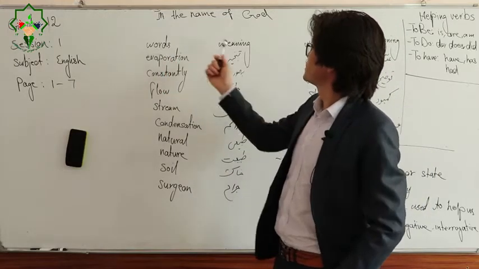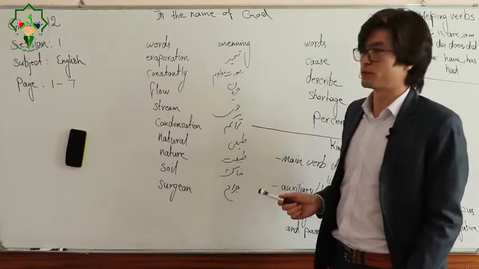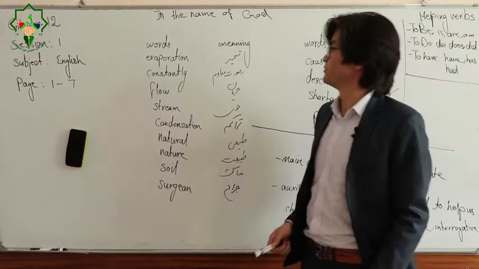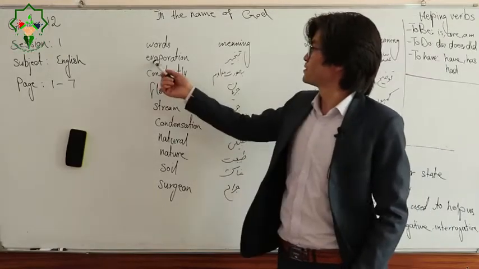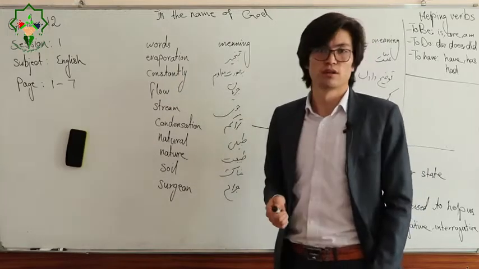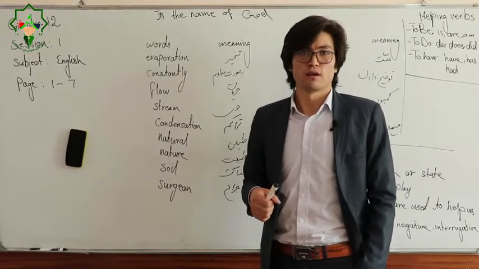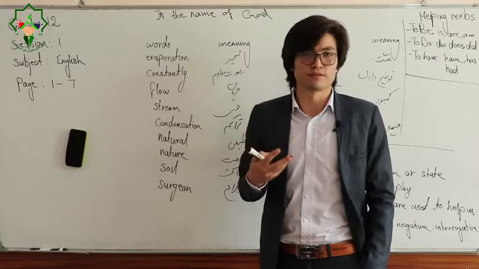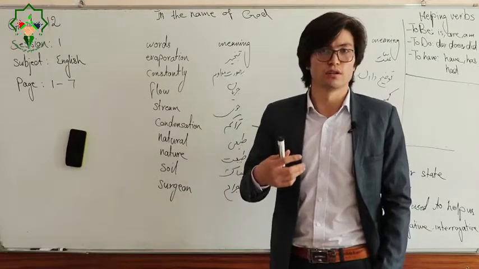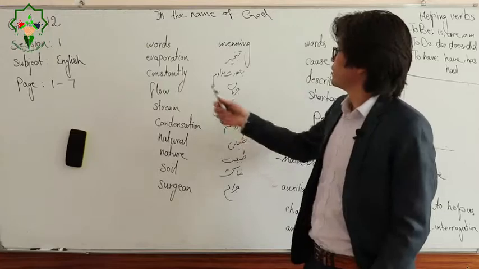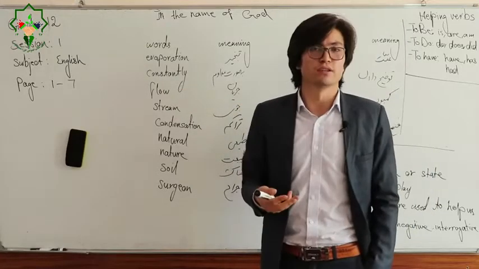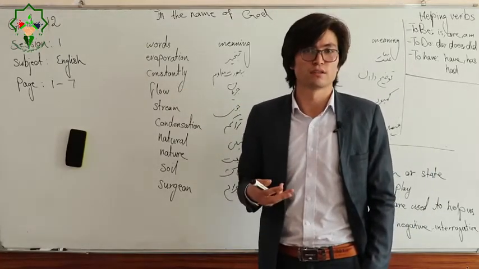Look here, words and meaning. I have written the meanings in Persian. They may be difficult for you. The first word is evaporation. Please repeat after me. Evaporation. The second one is constantly.